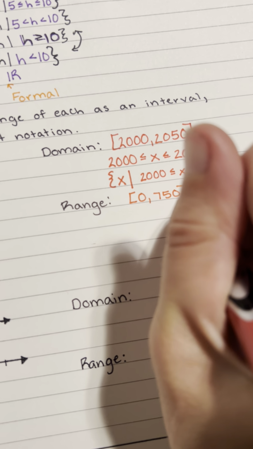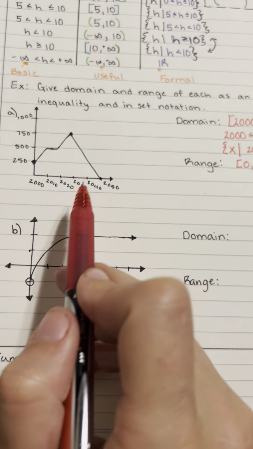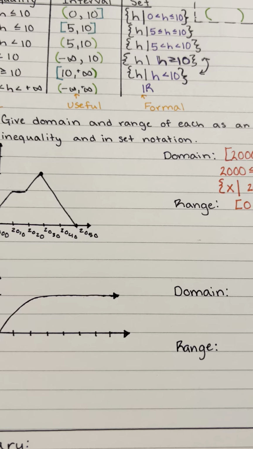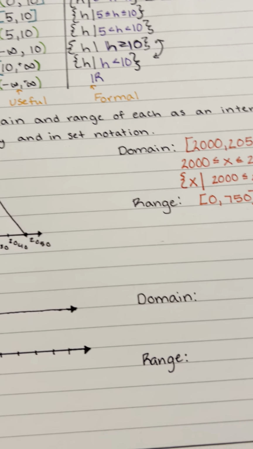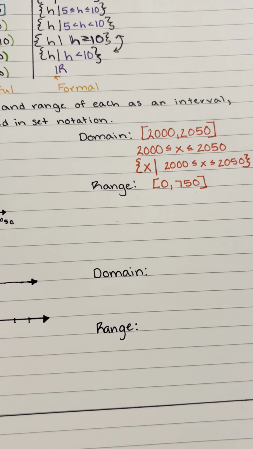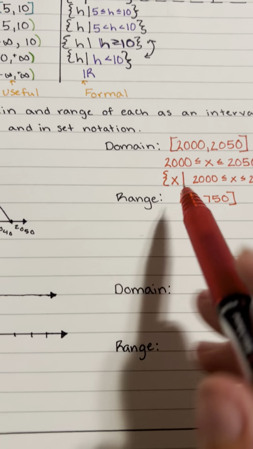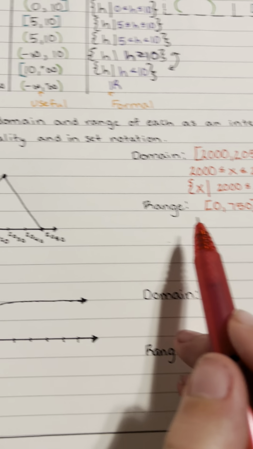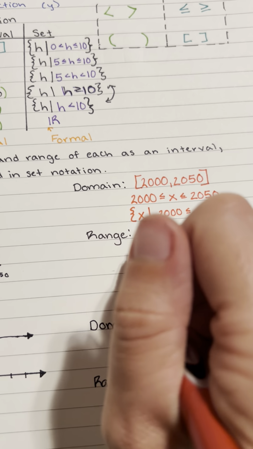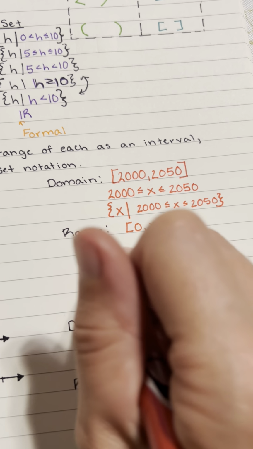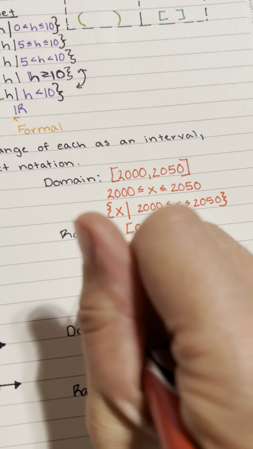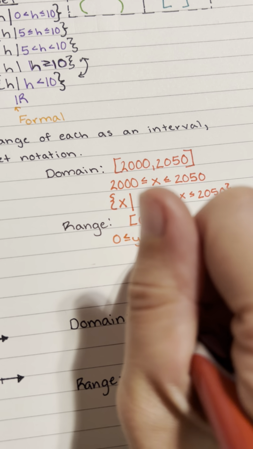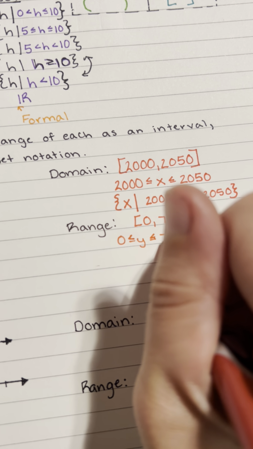That is the range. And again, it's closed because I have two closed circles at the beginning and at the end. Doesn't really matter what's going on in between. Beginning and end is closed. All right. Next, I am going to write my range in inequality notation. So here I need to account for the variable. When we're talking about range, we're talking about the variable y. So 0 is less than or equal to y is less than or equal to 750.